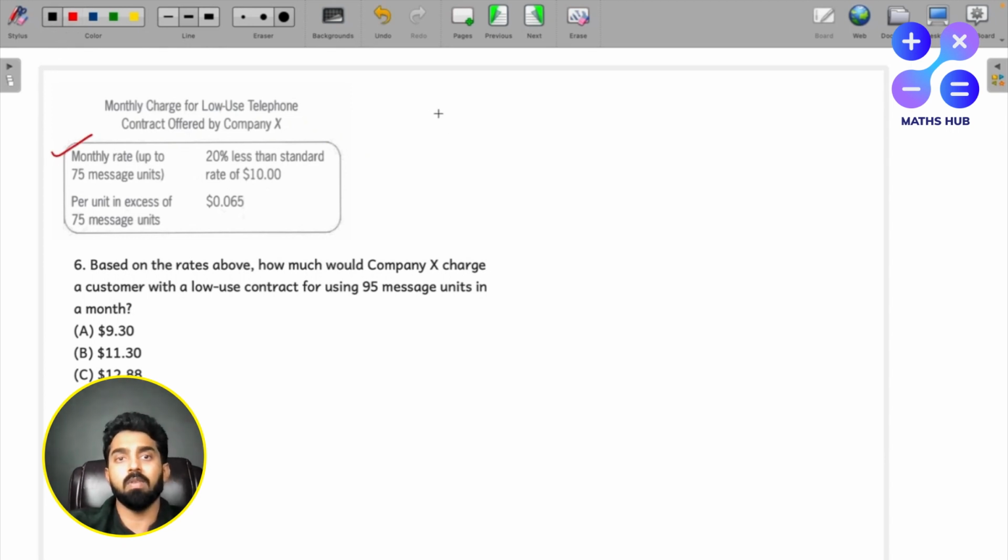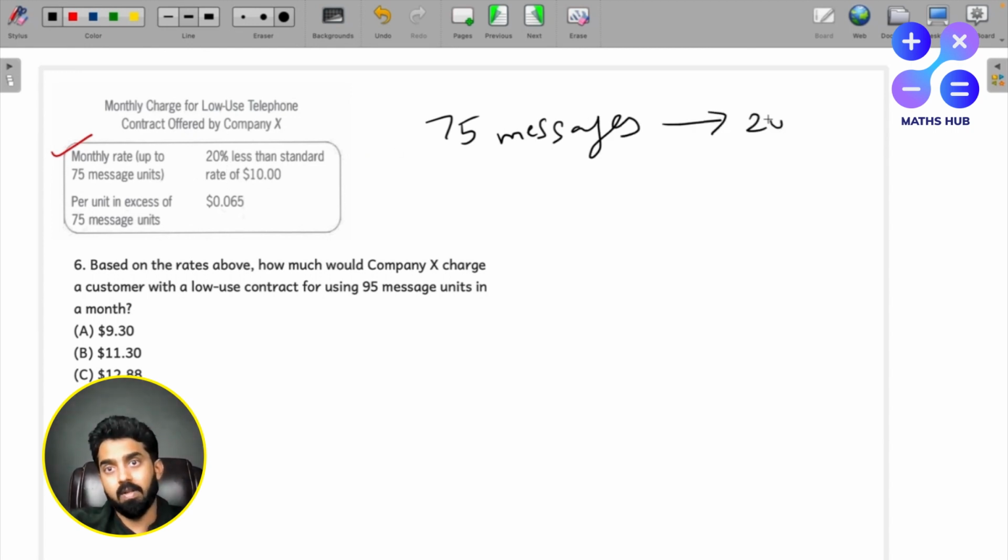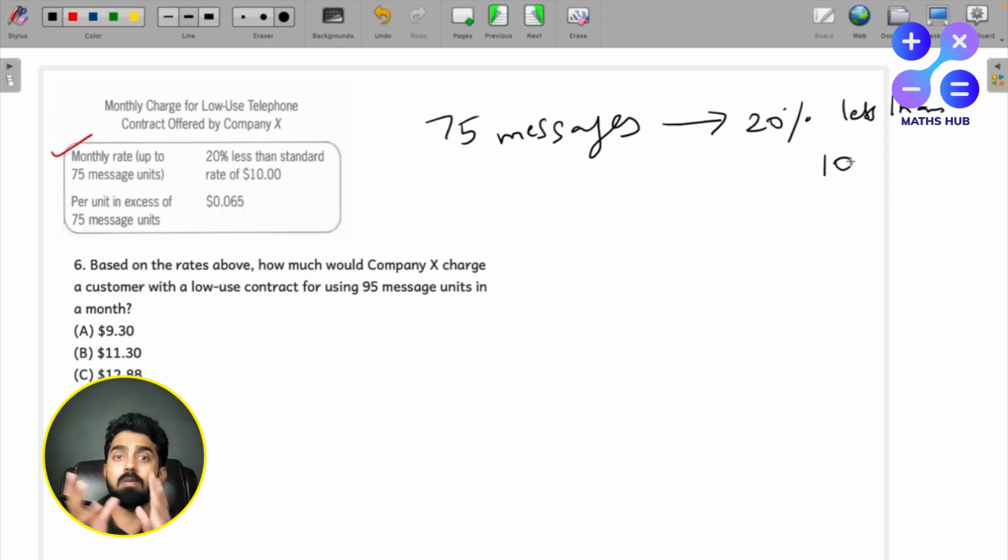So for 75 messages, they are charging 20% less than 10. Now see, whenever somebody tells you something is some percent less than something or some percent more than something, it means it's some percent less than 100% of that thing. So anything is always 100%. When you have something with you, it's always 100%. And you add some other percentage or reduce some other percentage to it, it's always from that 100%.